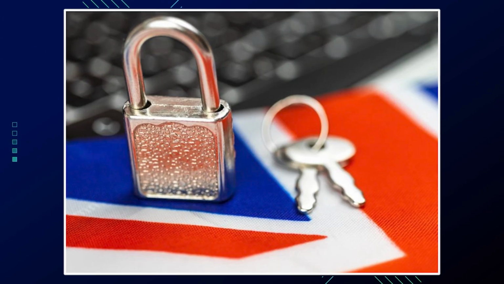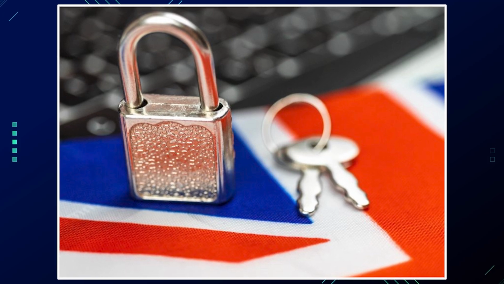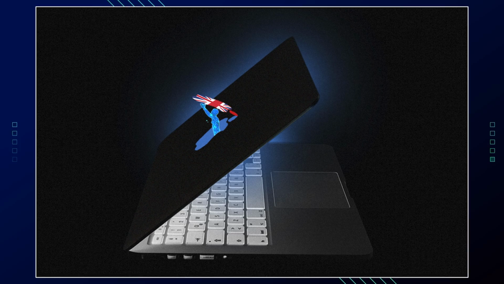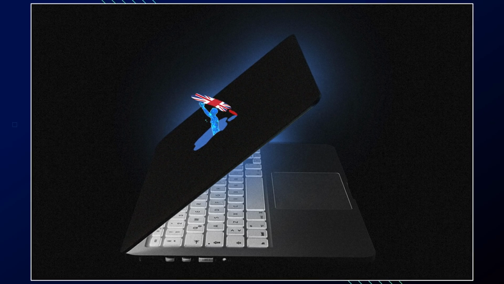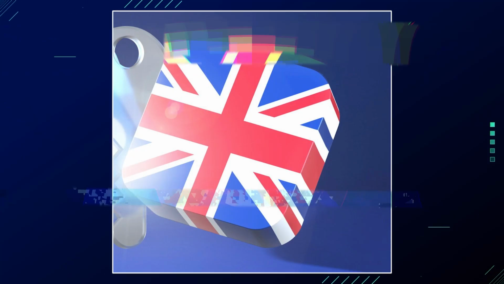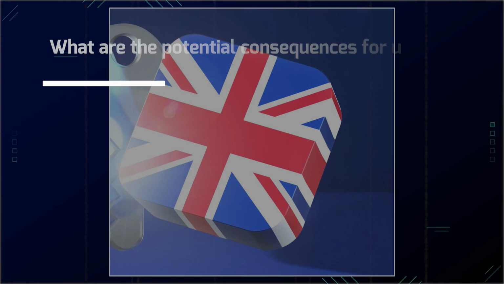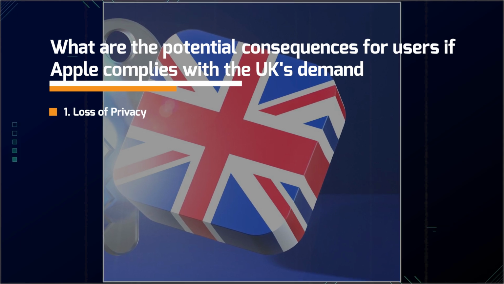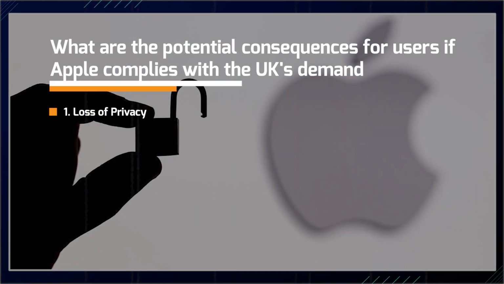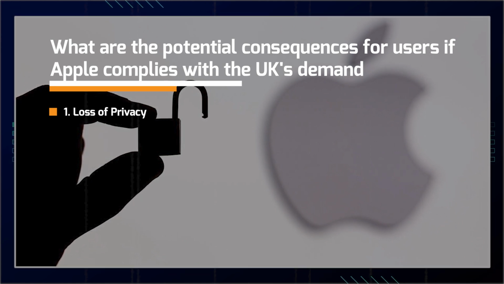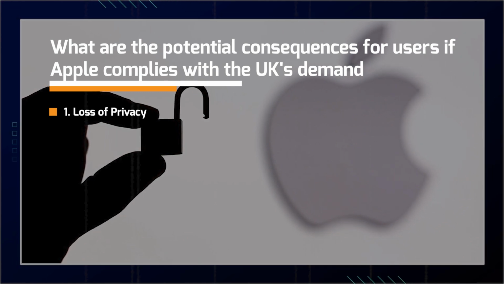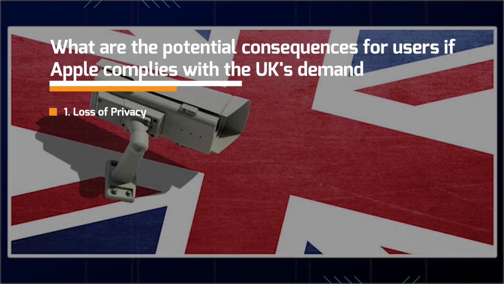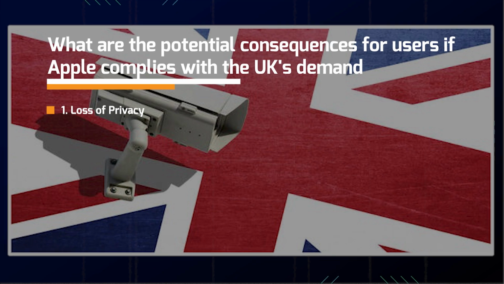Now, there are some potential consequences for users if Apple complies with this demand. If Apple complies with the UK government's demand for a backdoor to access encrypted iCloud data, the potential consequences for users could be significant and far-reaching. You have the loss of privacy. The creation of a backdoor would undermine the encryption system, allowing government authorities to access users' private data without their consent. This could lead to mass surveillance and the erosion of digital privacy for all users globally, not just in the UK.